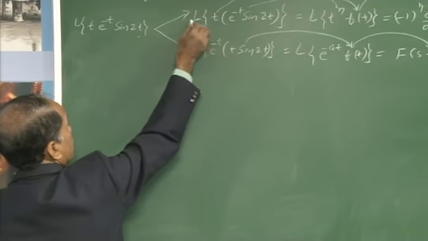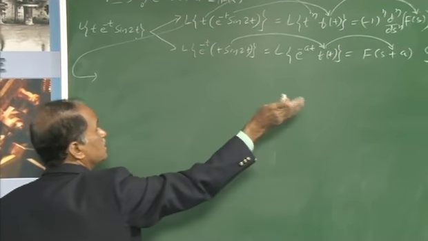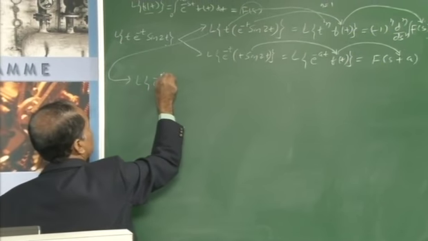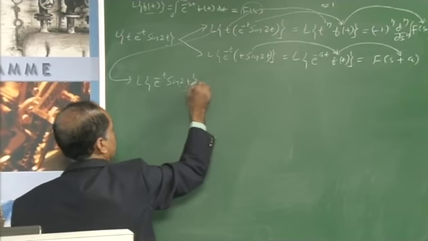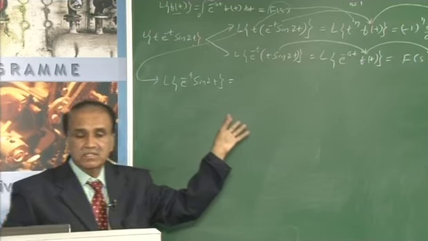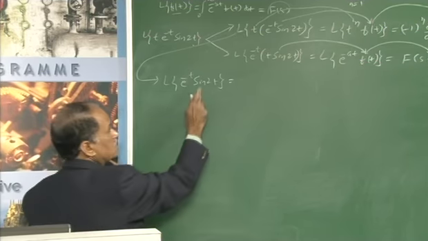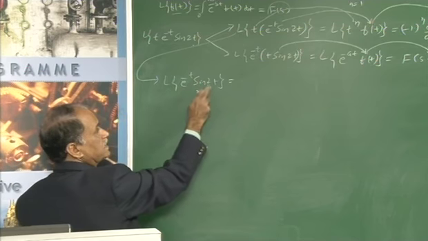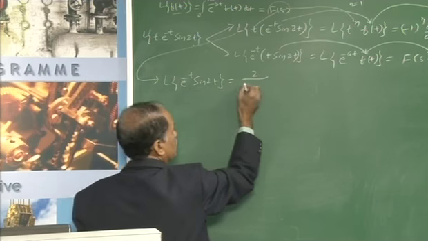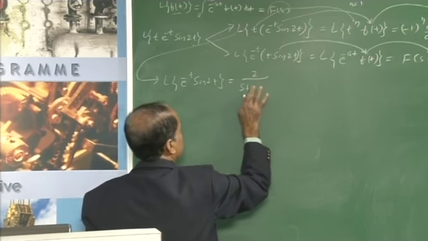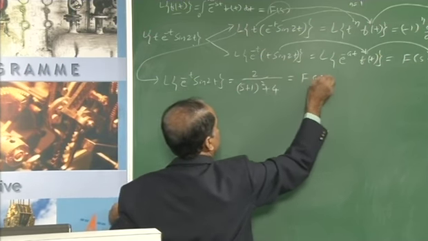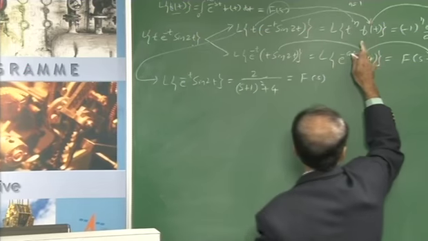Let me solve this problem as it is in the first step. The second one you can easily make out. If I take this f of t, then e to the power minus t into sine of 2t. Directly I can write this without any hesitation, because so many terms we have already discussed. Sine 2t means 2 divided by s square plus 4, but here it is 2 divided by s plus 1 whole square plus 4. This is to be taken as f of s.